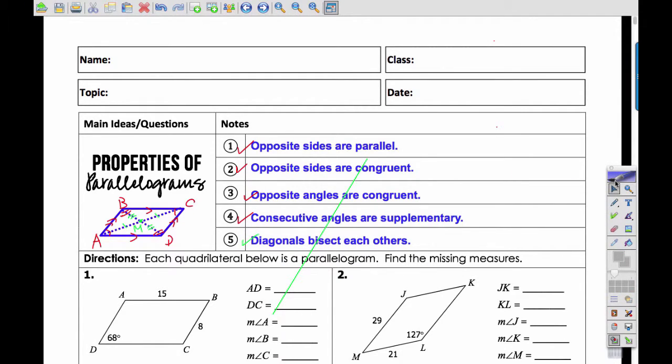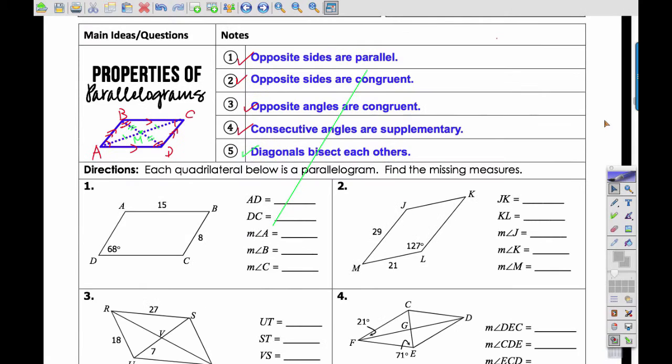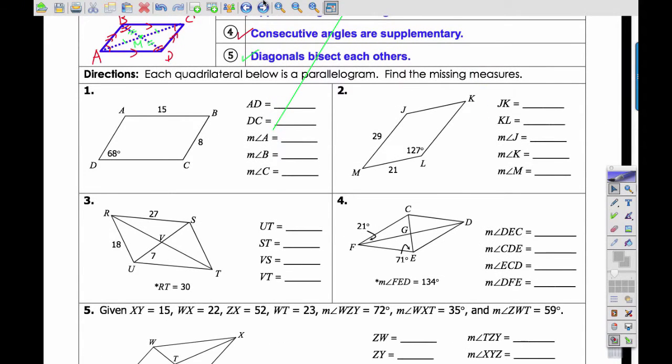Now let's look at how we use these properties to help us find various lengths and angles of parallelograms. So here's a parallelogram ABCD. AB is 15, and we're looking for DC. DC must be congruent to its opposite side, so that's 15. And AD is right here, and that's congruent to its opposite side, so that should be 8. We don't have angle A, but we have angle D at 68. Now we know A and D are consecutive angles, so 180 minus 68, I should have 112 degrees. So angle A would be 112.